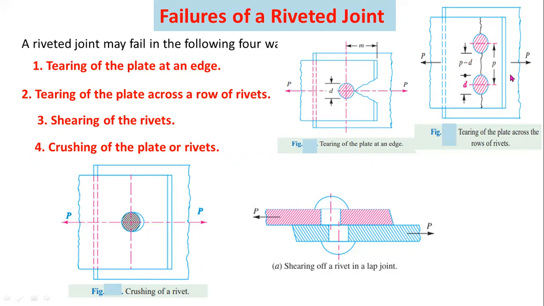The second type of failure is tearing of the plate across the row of rivets. Here you can see the second failure, tearing of the plate across the row of rivets. The third type of failure is shearing of the rivets. You can observe here, this is the shearing of the rivet. And the fourth type of failure is the crushing of the plate or rivets.